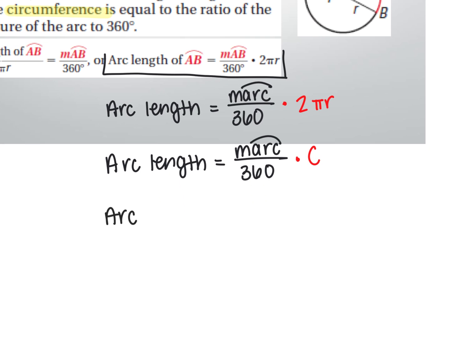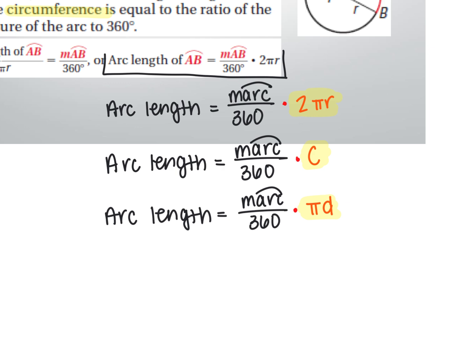And then again, I have arc length equals the measure of the arc over 360 times pi times diameter. So all of these are the exact same thing, except, again, it depends on what they're giving me. If they're giving me my radius and they want me to find the arc length, I'm going to use the one with radius. If they're giving me my circumference and I have to find my arc length, I'm going to use the one with circumference. And if they're giving me my diameter, I'm going to use the one with my diameter to find my arc length or vice versa.